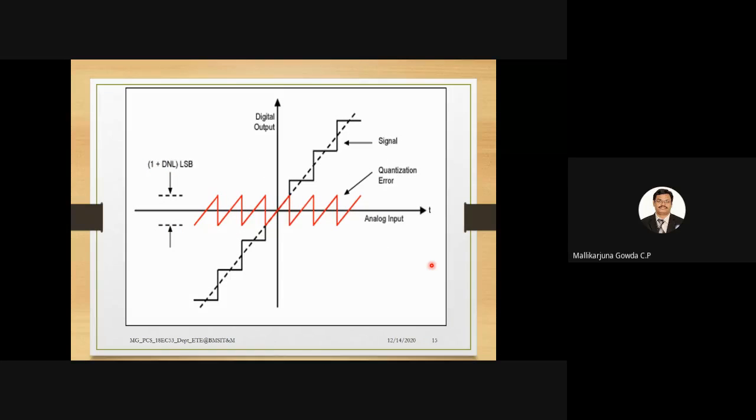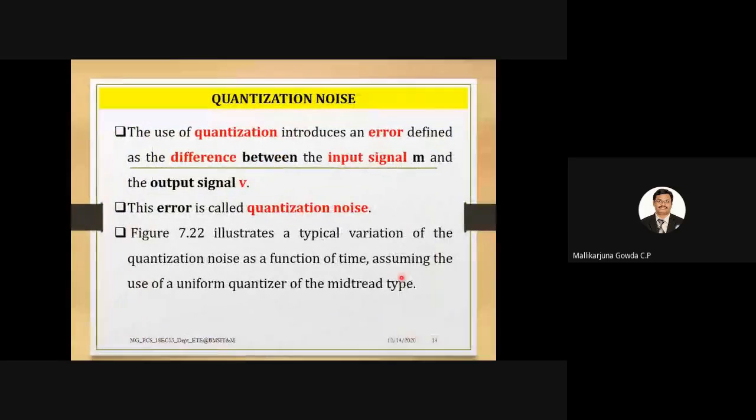One more diagram I showed between input signal and output signal, and then how do I get this quantization error signal? So this is what I wanted to say. The error goes from plus delta by 2 to minus delta by 2, and that keeps repeating at each decision level. This is at one decision level, this is the next decision level, and so on.